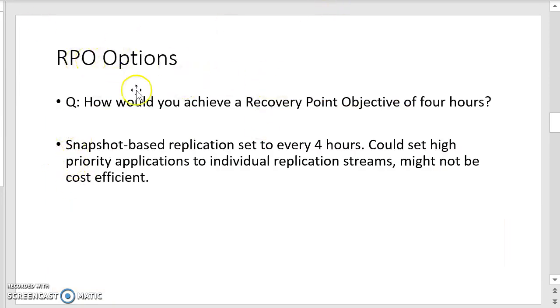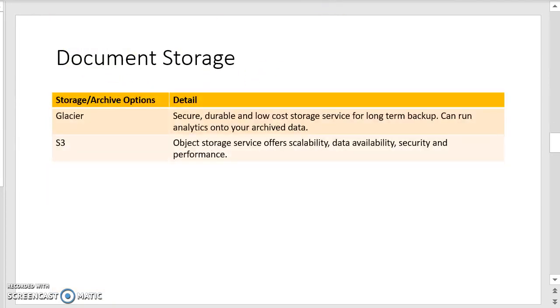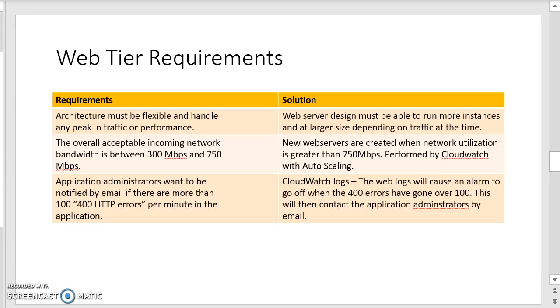So here's my answer for the options. The document storage: Glacier and S3, which I already mentioned S3 before. Glacier is for really long-term backup, and it's pretty low cost. I think it's 0.04 cent at the moment per month.